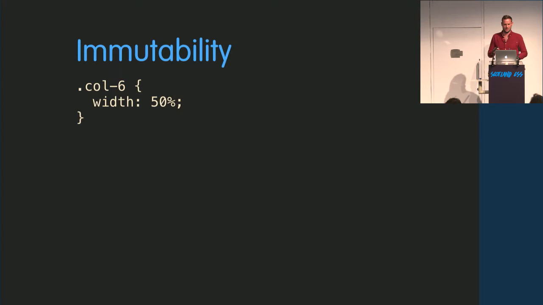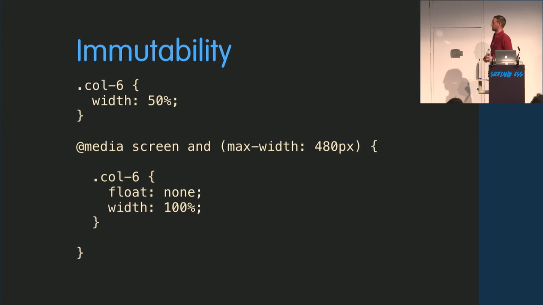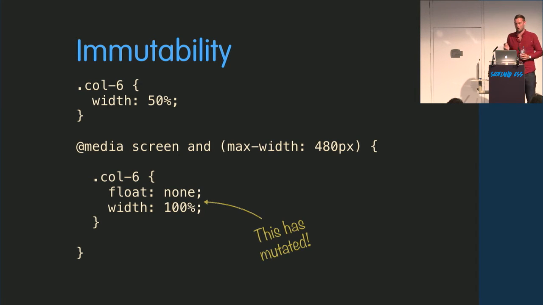So look at some examples. You've probably all seen CSS like this before. Simple grid system CSS. Col6 is half the width of whatever parent. But then we get this fairly opinionated decision that at certain screen sizes, we're just going to collapse everything into one column. The problem here is we've mutated this class because col6 either means 50% or 100%.